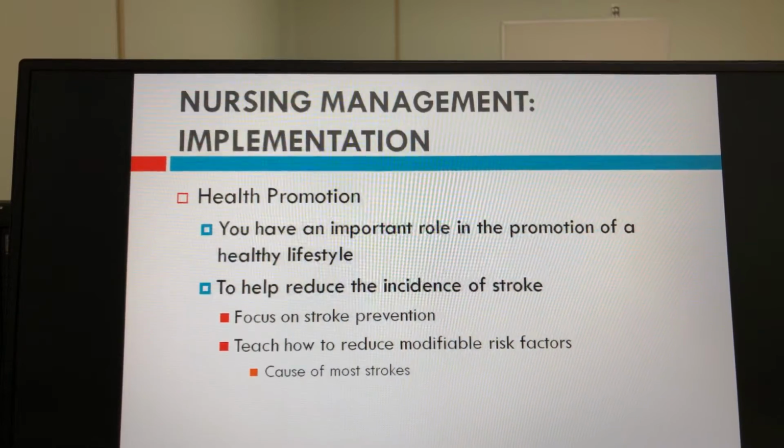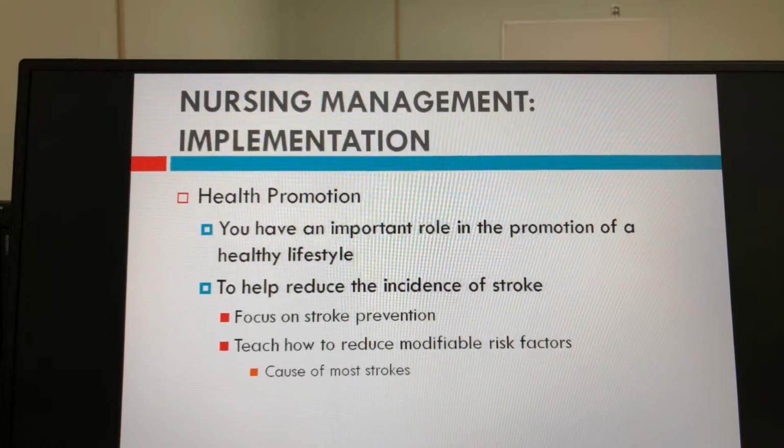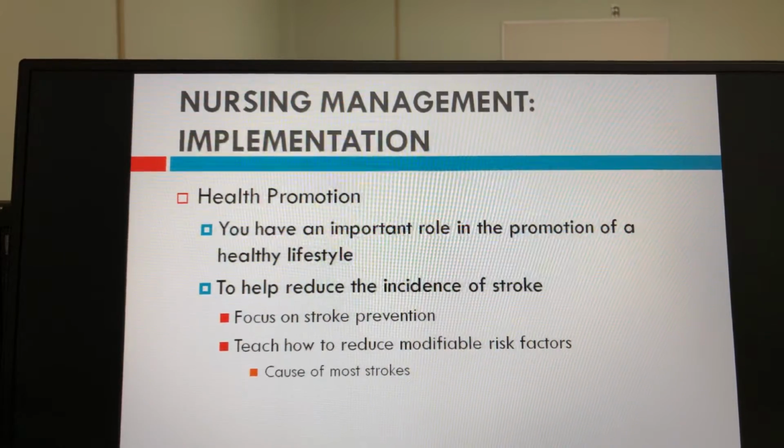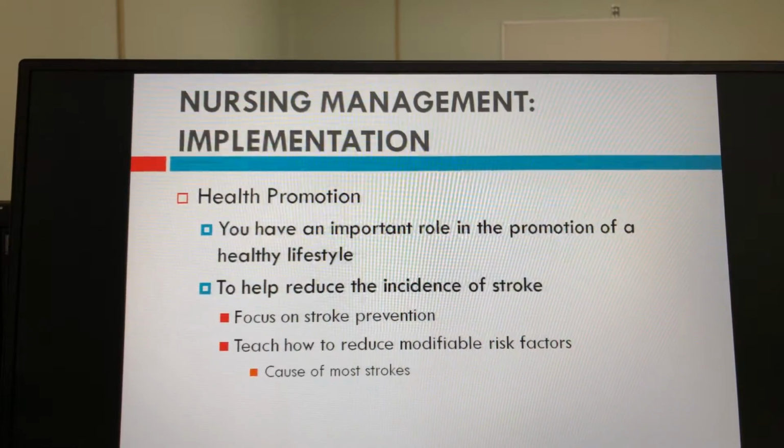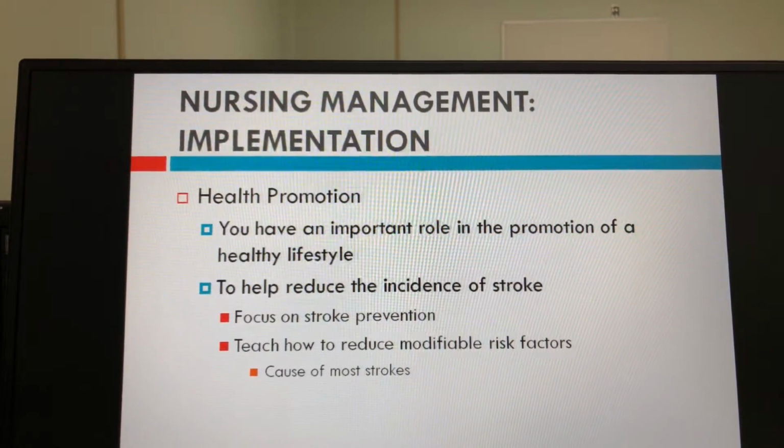So if a person is diabetic, it's very important that the diabetes is well controlled. If an individual has atrial fibrillation, an anticoagulant or aspirin may be used to prevent the risk of stroke. Because smoking is also a major risk factor for stroke, we need to be actively involved in helping patients to stop smoking. And I think I mentioned it before, chapter 10 in your text has those strategies for smoking cessation.